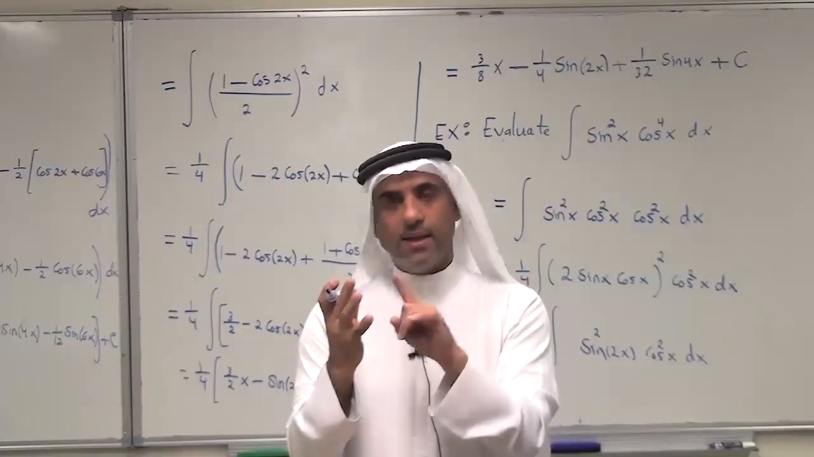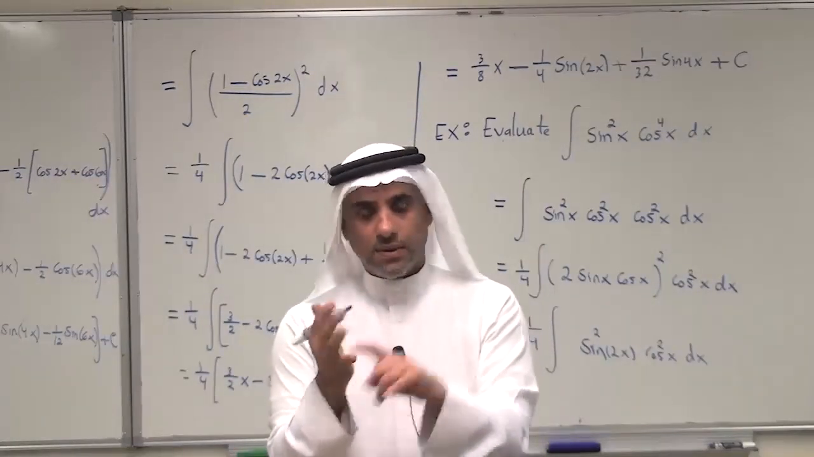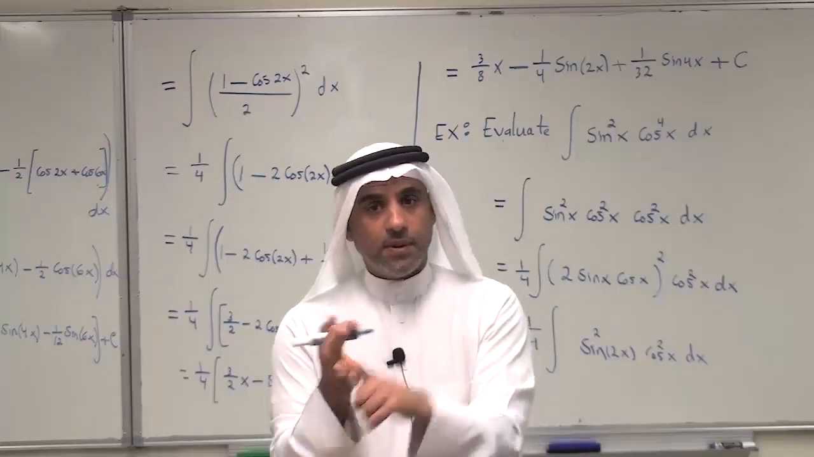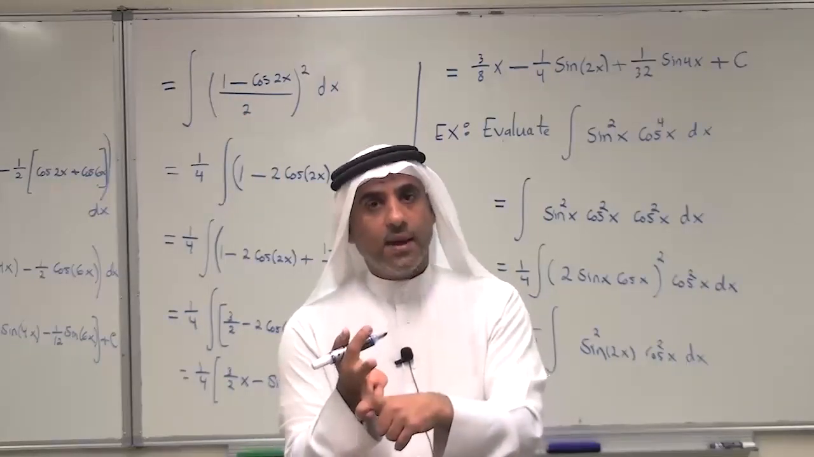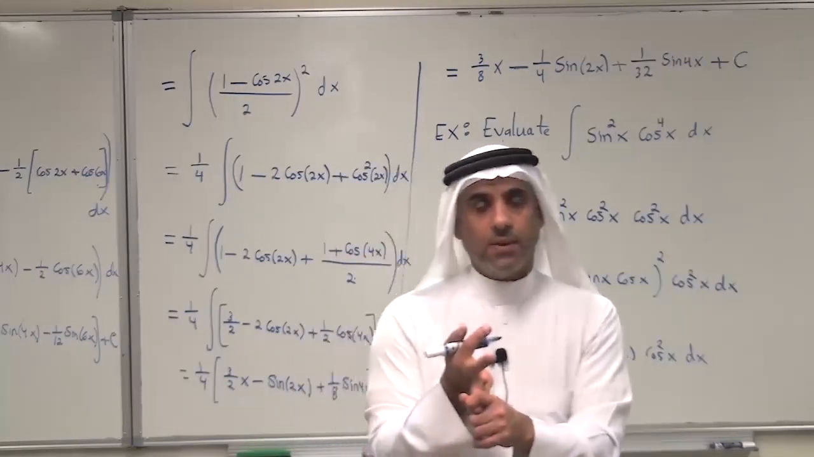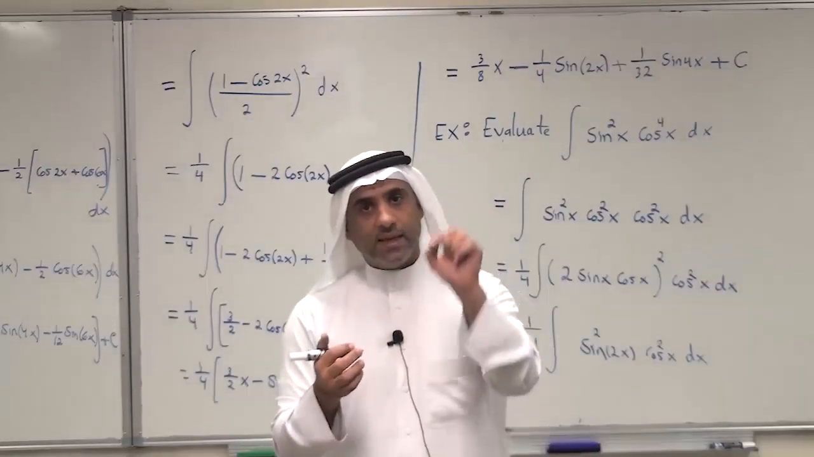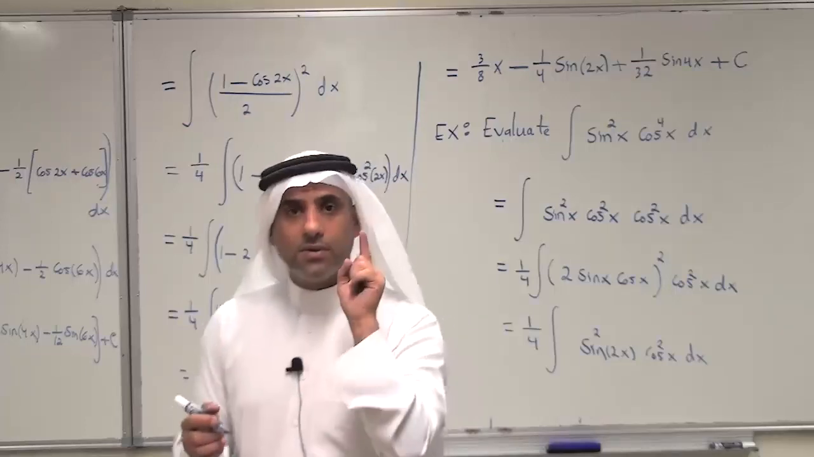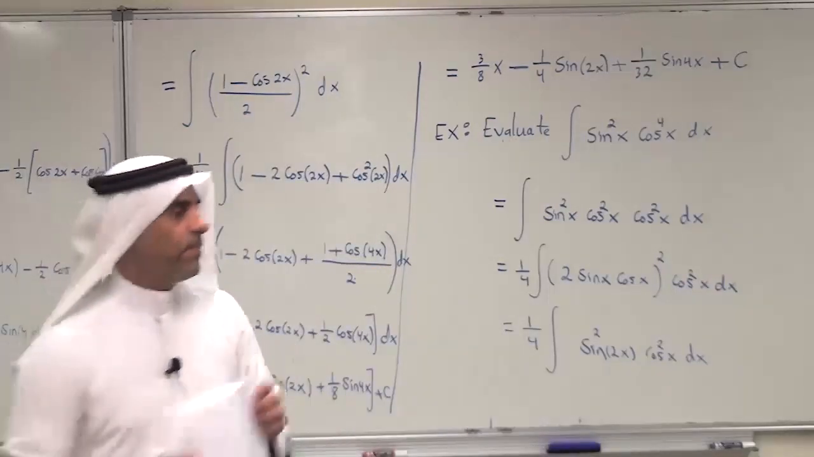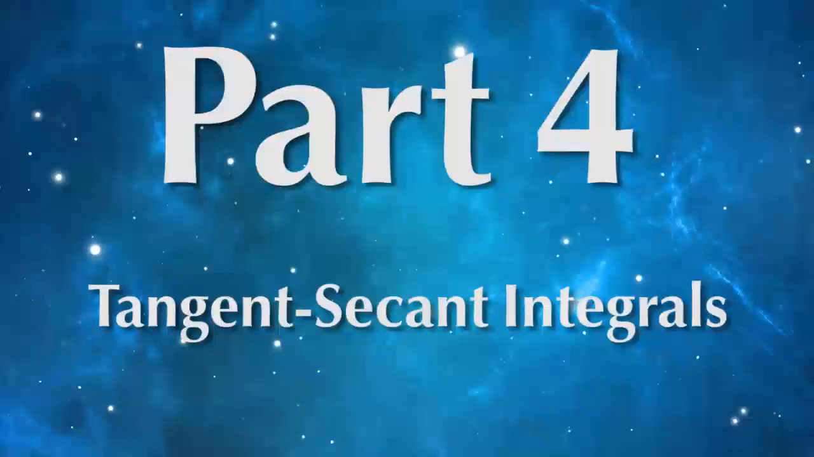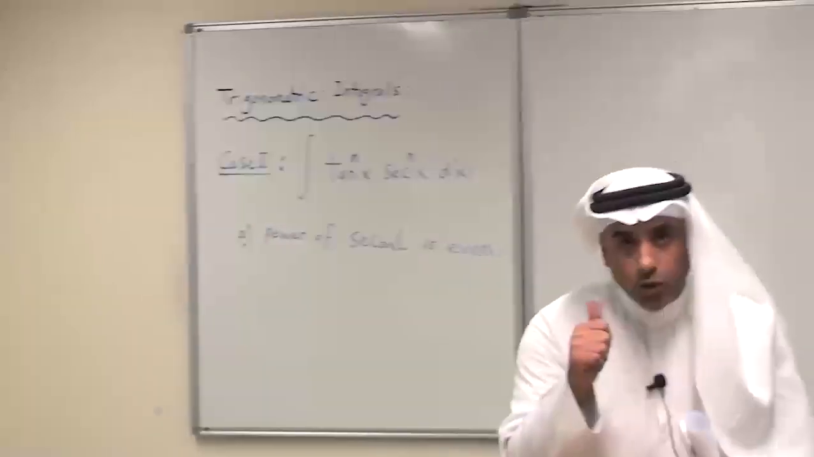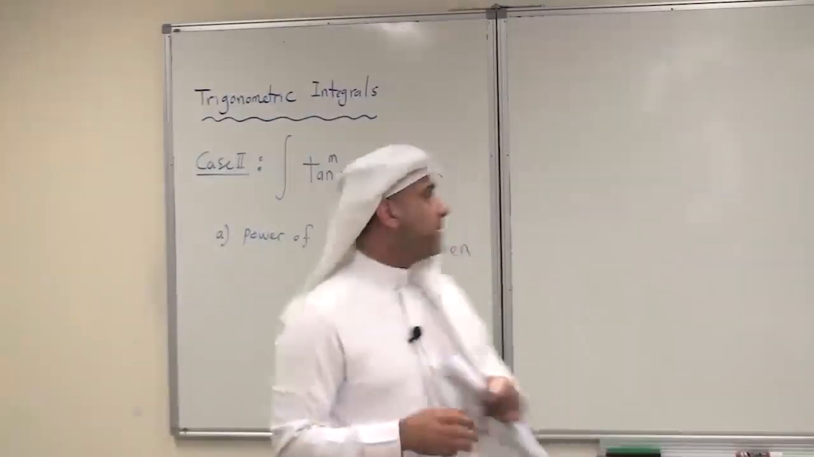So we did cosine has an odd power, sine has an odd power, cosine and sine have even powers. What is next? The next one will be combination of tangent and secant. We will see also different cases. Now, the second combination we will treat now is the following.